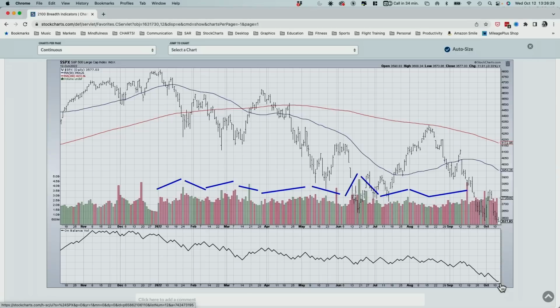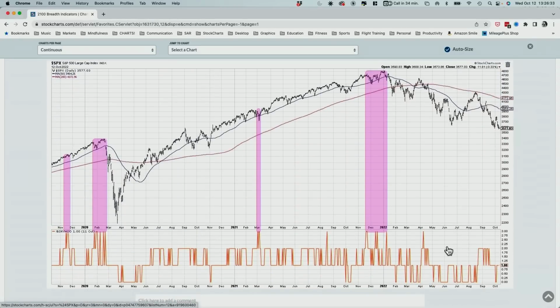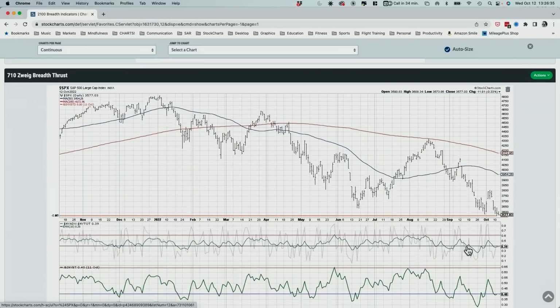So we have this situation where the market is going lower. You've certainly seen volume support that. You've seen breadth conditions support that. And finally, you have indicators like the Zweig breadth thrust, which I highlighted when it initiated a potential buy signal. That is gone. It evaporated, right?